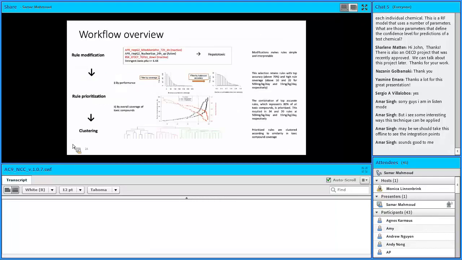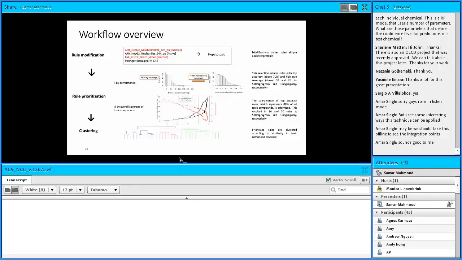So the overall workflow would be first generating the rules, applying the rule modification, then reassessing the performance of the rule, where at this stage we do rule prioritization with regards to accuracy and with regards to coverage. So rules that satisfy at least 70% accuracy and 50 compounds coverage for the 500 milligram per kilogram per day rules and 20 compounds for the 15 milligram per kilogram per day rules are kept.